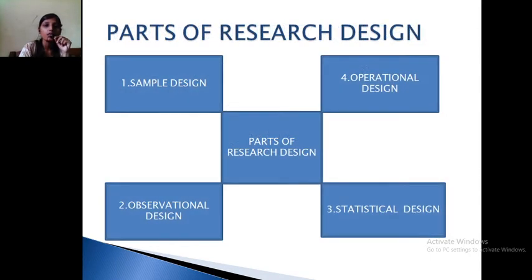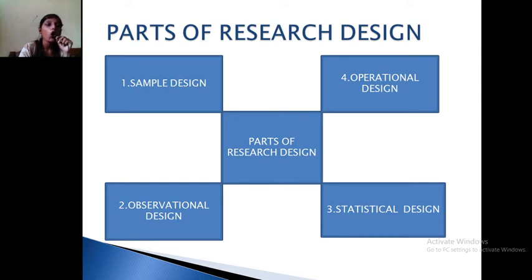What are the parts of the research design? The sample design, observational design, statistical design, and operational design. The sample design. Sample design relates to the conditions under which the sample is selected. It deals with the conditions which tell about the sample from the whole population, which sample is correct for our research purpose and which sample is not suitable for the research purpose. Hence, in the sample design, sample is selected for the research purpose.